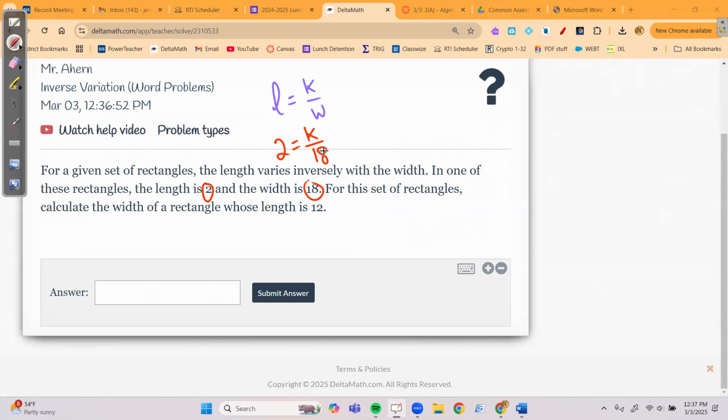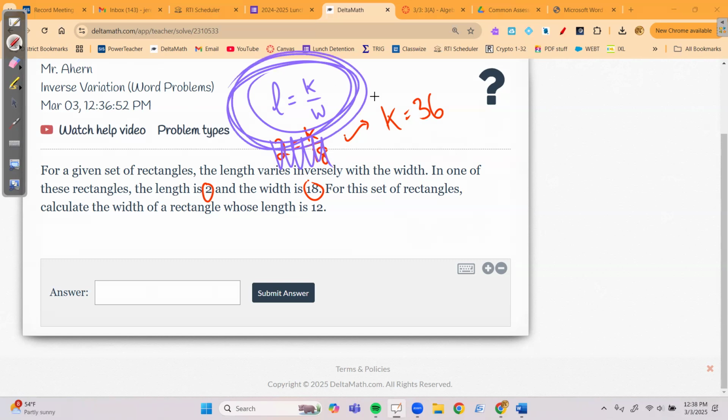Multiply both sides by 18. So what's K? 36. So our constant of variation in this case is 36. So what would my equation look like? If I said, write your inverse variation, what would it be? No, it's not 12 equals 36. It would be this equation right here with K changed out to 36. Try it again, Blair. There you go.